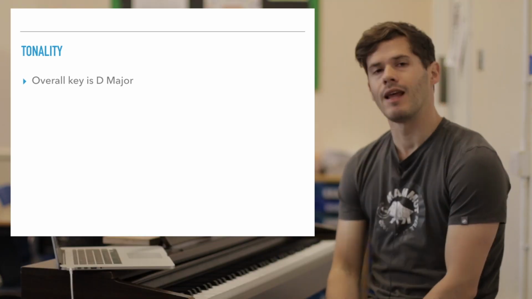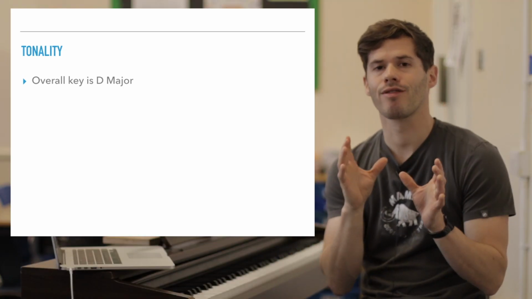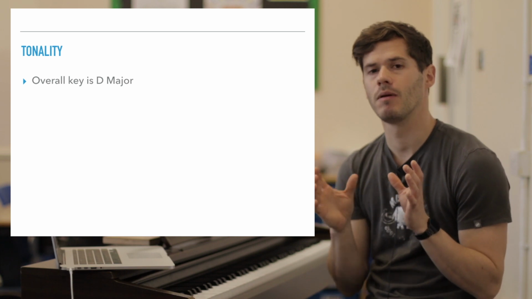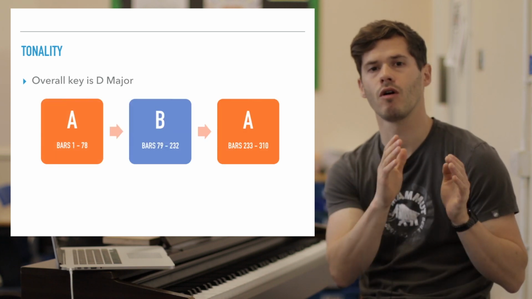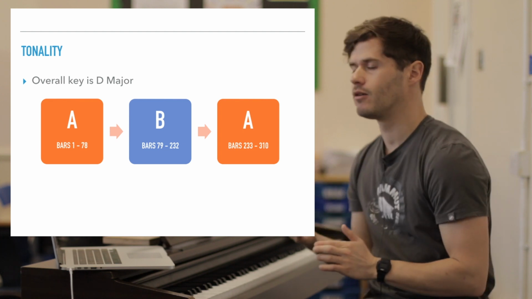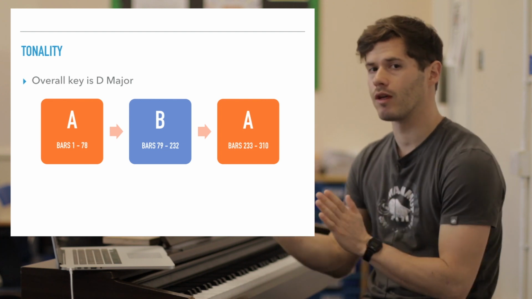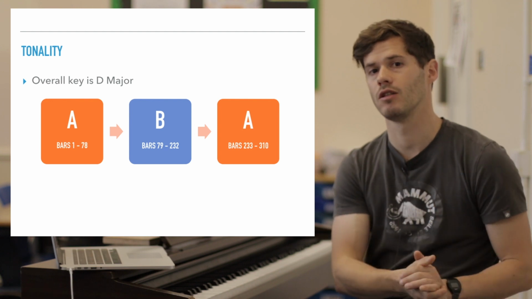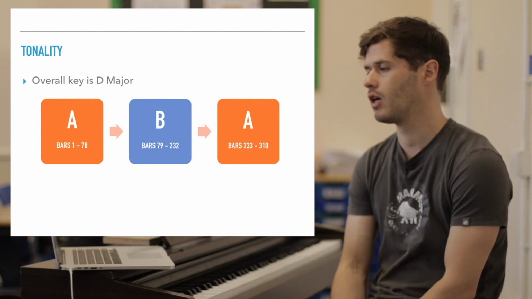Okay? Now, remember, there are three sections to the piece. We're in ternary form, so we've got section A, B, A. And we're not in D major all the way through. We have some modulations. Modulation means to change key.